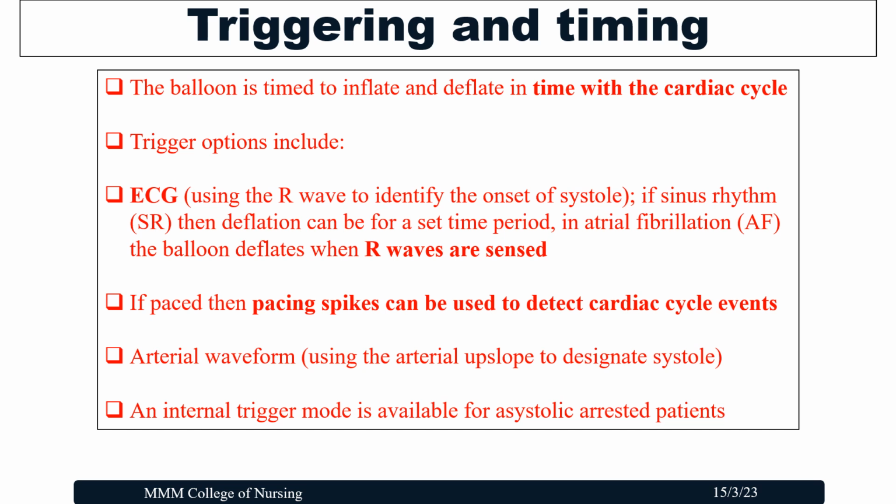If the patient is in sinus rhythm, then deflation can be done for a set time period. But in case of atrial fibrillation, the balloon deflates when R waves are sensed. If paced, then pacing spikes can be used to detect the cardiac cycle events. Arterial waveforms can also be used for triggering, using the arterial upslope to designate systole. An internal trigger mode is available in the machine for asystolic, arrested patients.